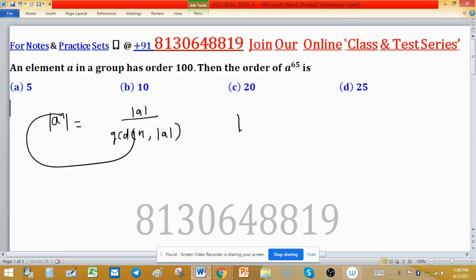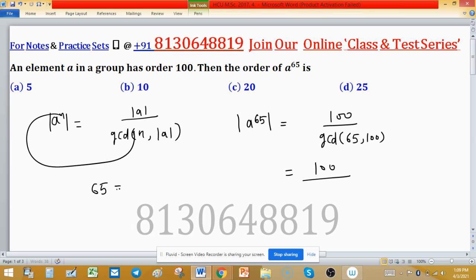For this particular question, the order of A raised to the power 65 will be the order of A, which is 100, divided by GCD of 65 and 100. We find the greatest common divisor of 65 and 100, which is 5. So 100 divided by 5 is equal to 20. So option C is correct.